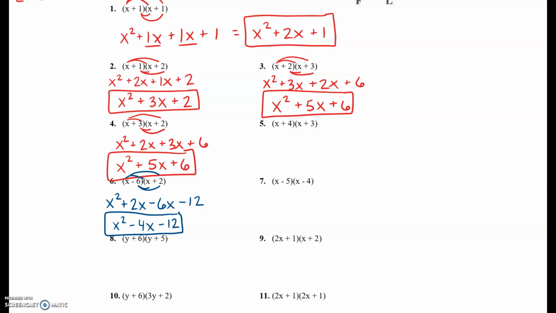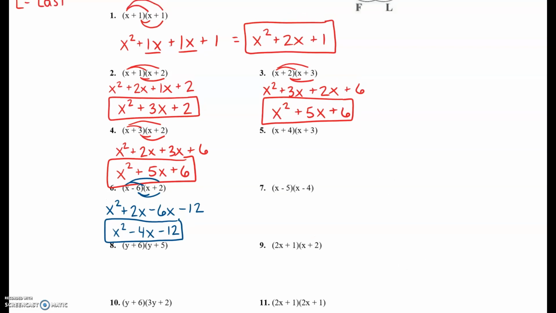Okay. I'm actually going to jump over and do 7 as well, because I notice here you have 2 negative signs. So the process is the same, but use those negative signs as you're distributing. So x times x would be x squared. X times negative 4 is negative 4x. Negative 5 times x is negative 5x. And negative 5 times negative 4, you have 2 negatives, so that actually equals a positive 20. So that's what I want you to be careful of on that one.